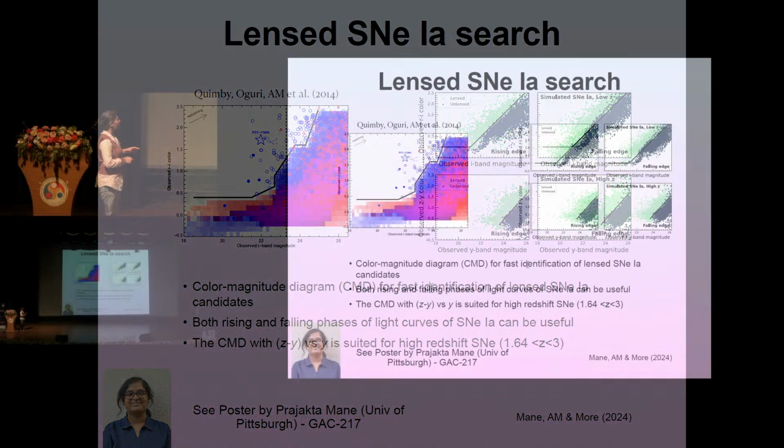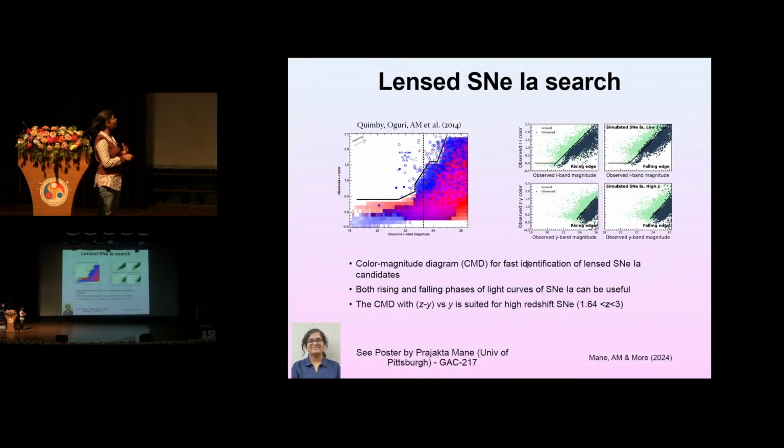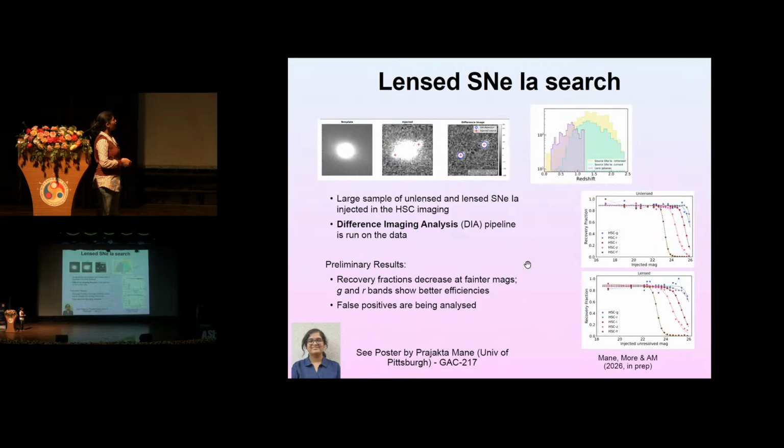This work was then further extended using systematic samples of lensed and unlensed supernovae of different kinds. This work was done by Prajakta Mane, and you can see a poster by her at this conference. What we are showing here is that with this method we are able to distinguish the green versus the black, which is the lensed versus unlensed population, fairly well. Furthermore, we are also extending this analysis to go closer to the data.